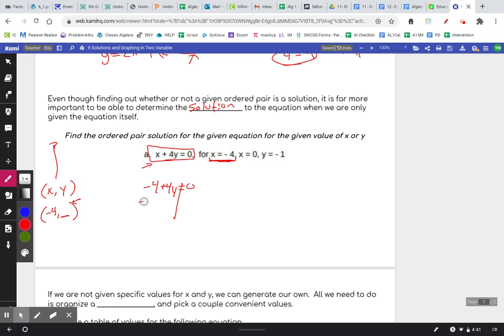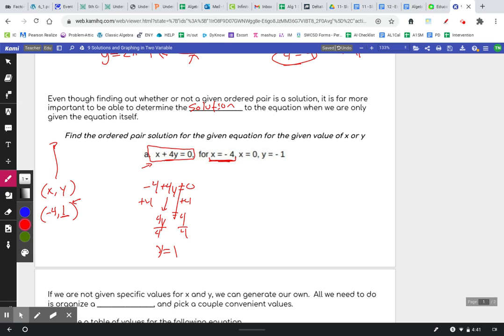The inverse of -4 is +4. I do that on both sides. I get 4y, I'm bringing this down, equals 0 plus 4 is 4. To get rid of this 4, I divide. And I get y equals 1. So the solution there would be, from this point, (-4, 1). That is a solution to that equation. We were given the -4, and we found the 1. We were given the x, we found the y.